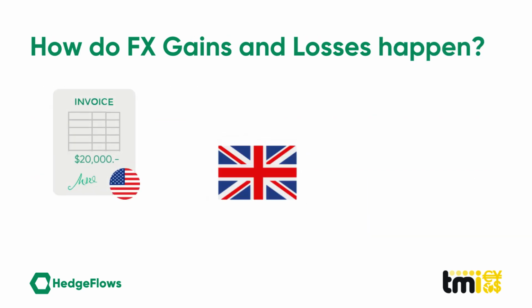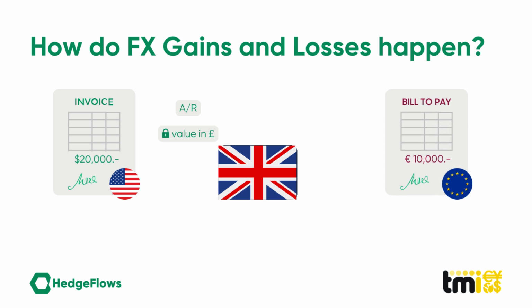When a business issues an invoice in a foreign currency, it locks in an expected revenue based on the current exchange rate. Similarly, when a company receives and recognizes an invoice from an overseas supplier or contractor, it commits to costs accrued on its balance sheet using the prevailing exchange rate on that day.